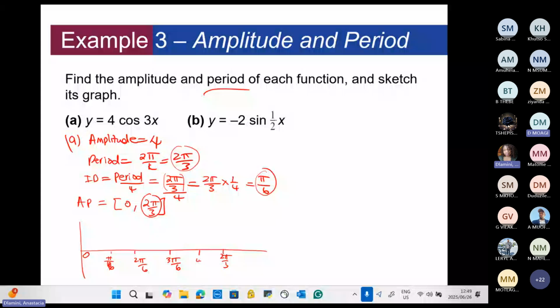So then that's our graph. Because it's a cos function, it starts from the amplitude, which is 4. So here it will be 4, and here will be -4. So it starts from 4, goes to 0, goes to -4, goes to 0, and goes to 4. So your graph will look like this. Do you see that, guys? Did I lose anyone?